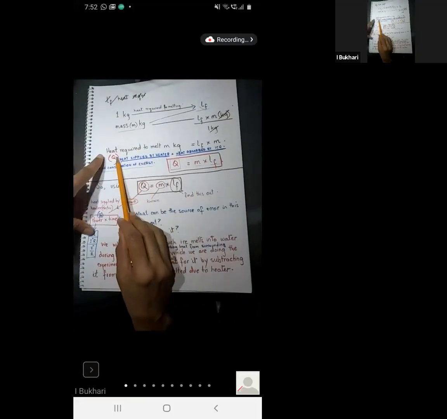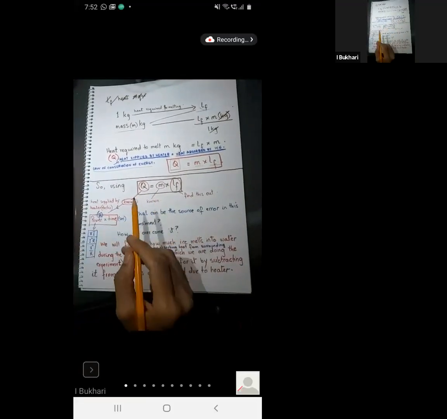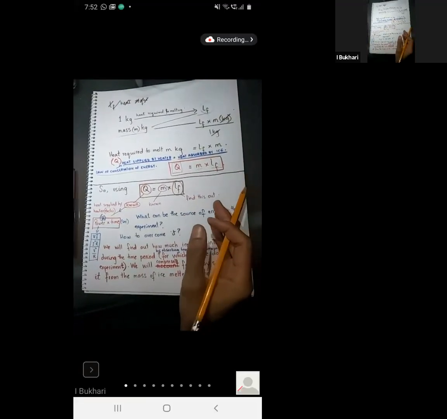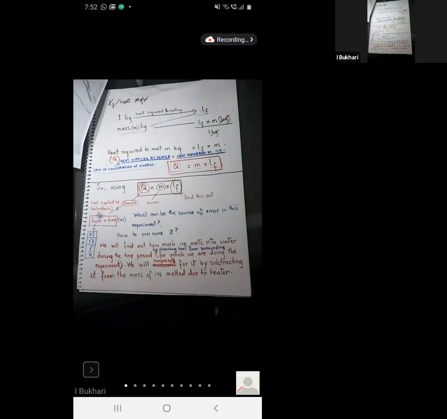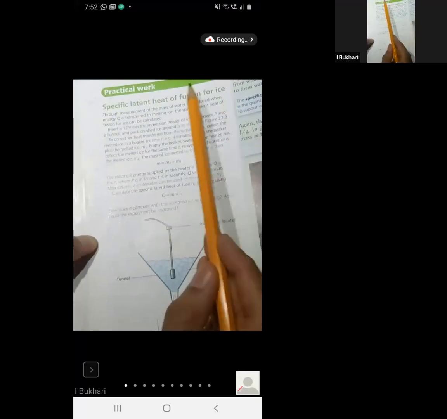Now there's this experiment, how to calculate the specific latent heat of fusion of ice. That is on page 92, that practical work. I'm going to discuss this: specific latent heat of fusion for ice, this practical work.